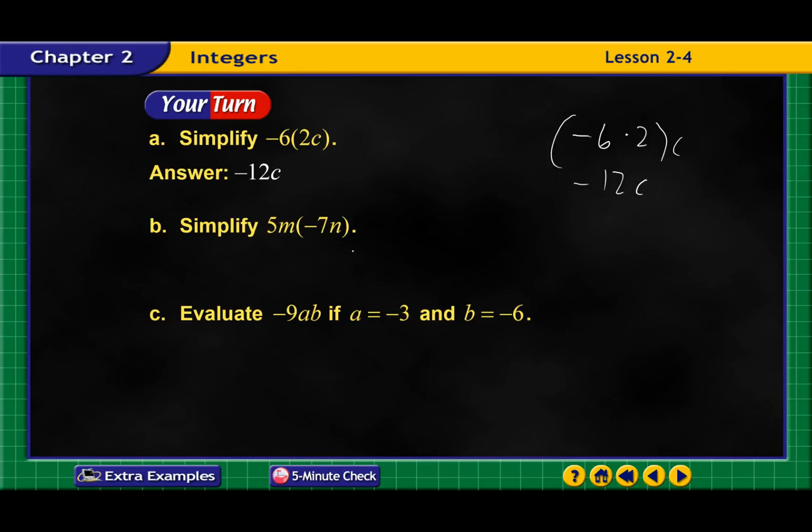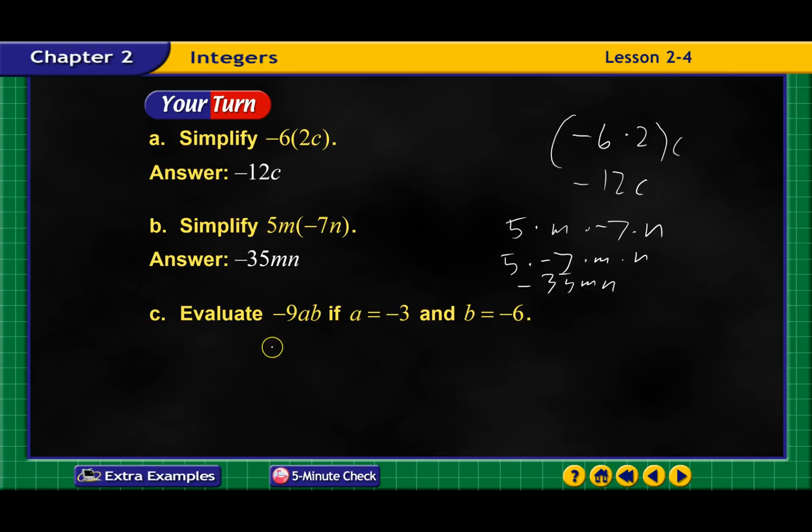5m times -7n, they're going to want to split this up to 5 times m times -7 times n. Let's put these together. 5 times -7 times m times n. Put these together. These two together are going to be a negative number, -35. Put these together, mn.